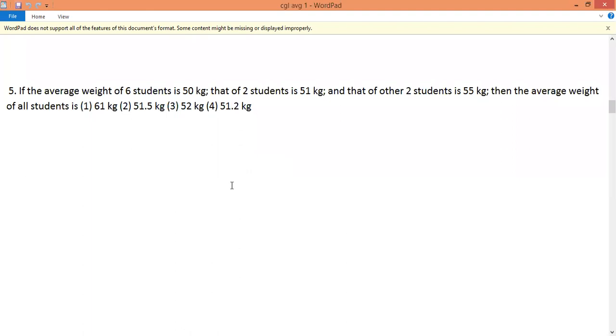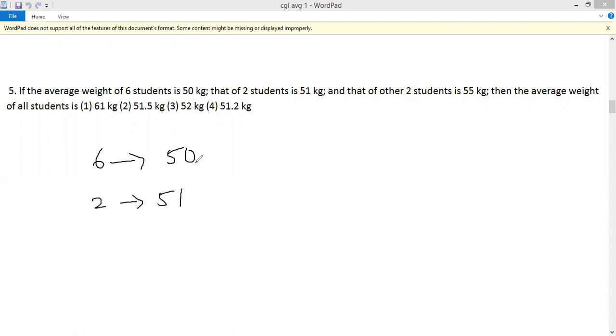Next, what? The average weight of six students is what? 50 kg. Two students average 51. Another two average 55. Then what is the average weight of all the students?